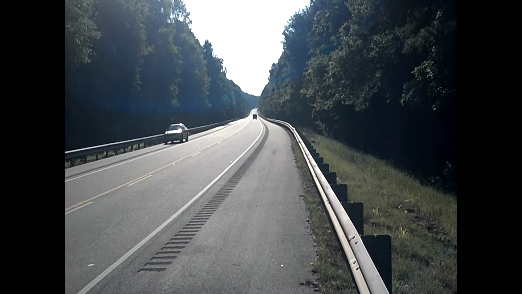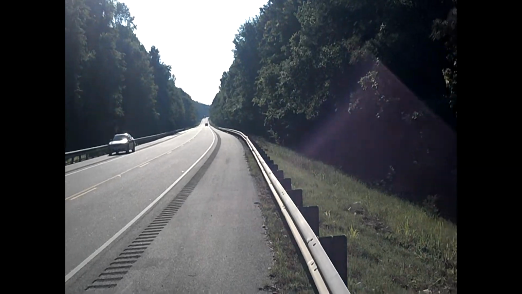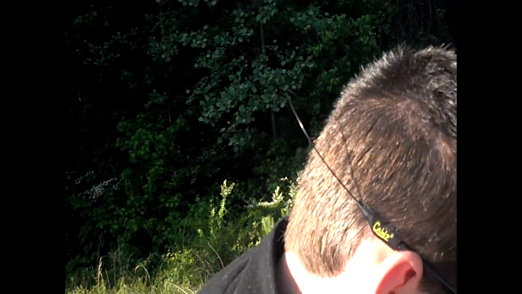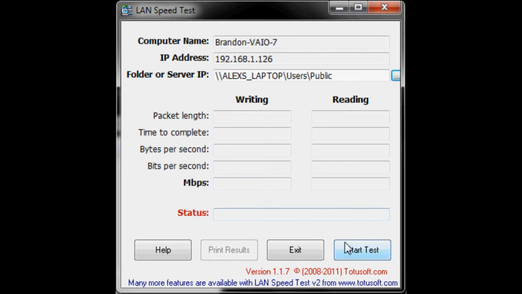Okay, we are on the opposite end of the road, about 1.2 kilometers away from the base station, and we just got done running a speed test here. This is the speed test that Alan was referring to. We're using a utility called Lan Speed Test, and you can see that we're connected to Brandon's laptop and are accessing a folder on Alex's laptop.